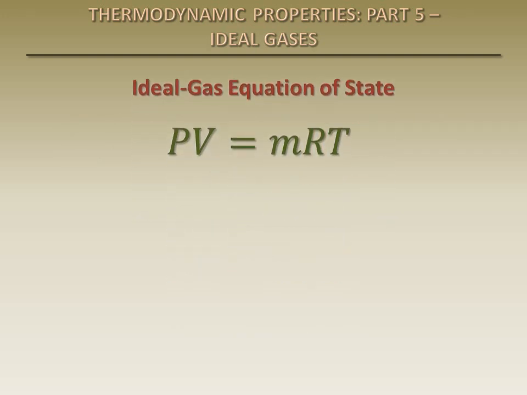An ideal gas is an imaginary substance which obeys this relationship. It has been experimentally observed that real gases approximately obey this relationship at low pressures and high temperatures.